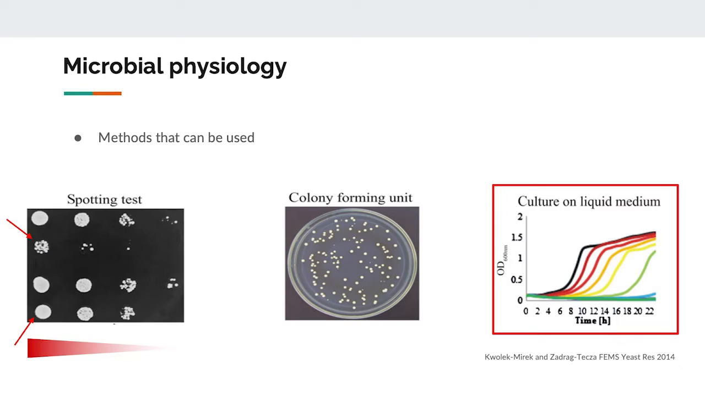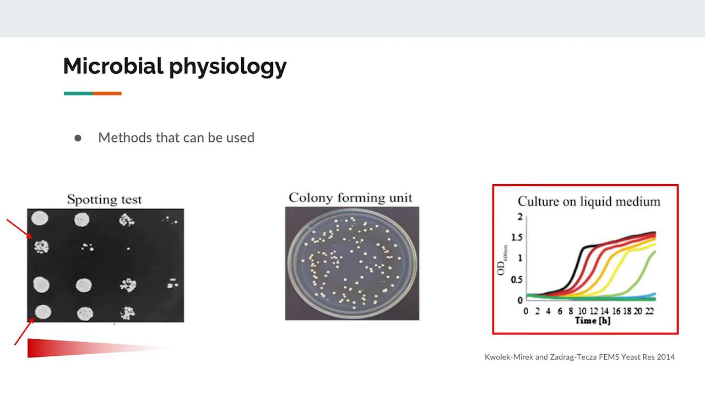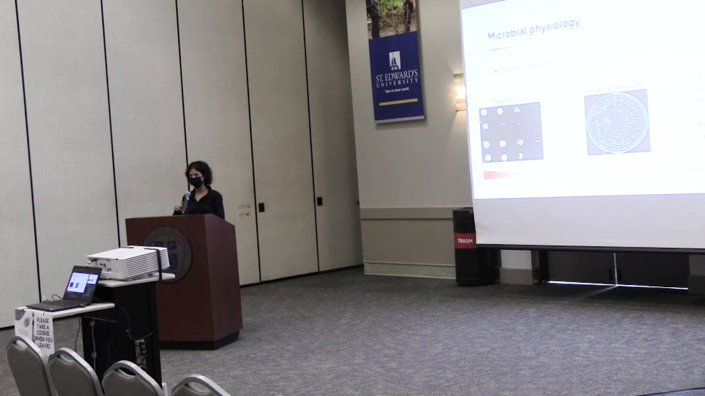Then you have colony forming units, where you spread a plate and then count each colony one by one, so it's very labor intensive, but it gives you numbers, so it's a quantitative method. And then you have culture in liquid medium, where you inoculate a liquid medium and look at growth by measuring the optical density, and that's the one we're using in our lab.